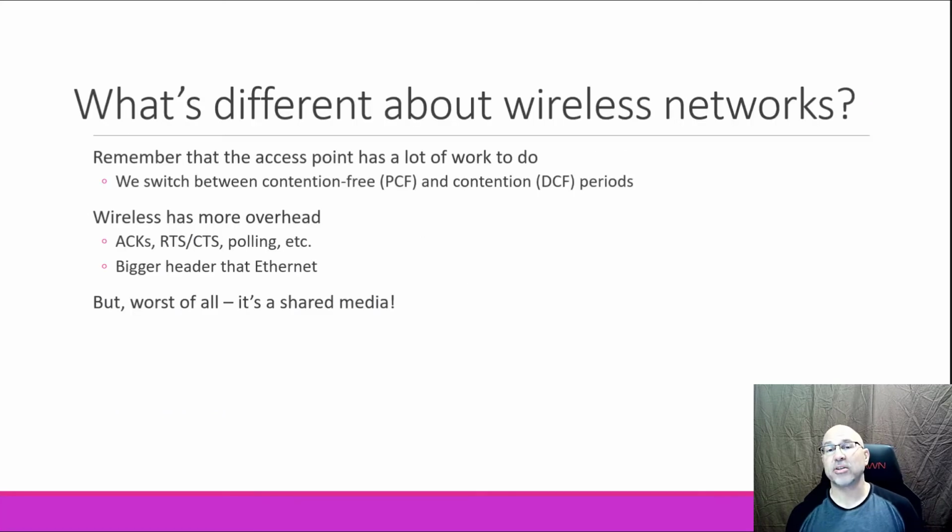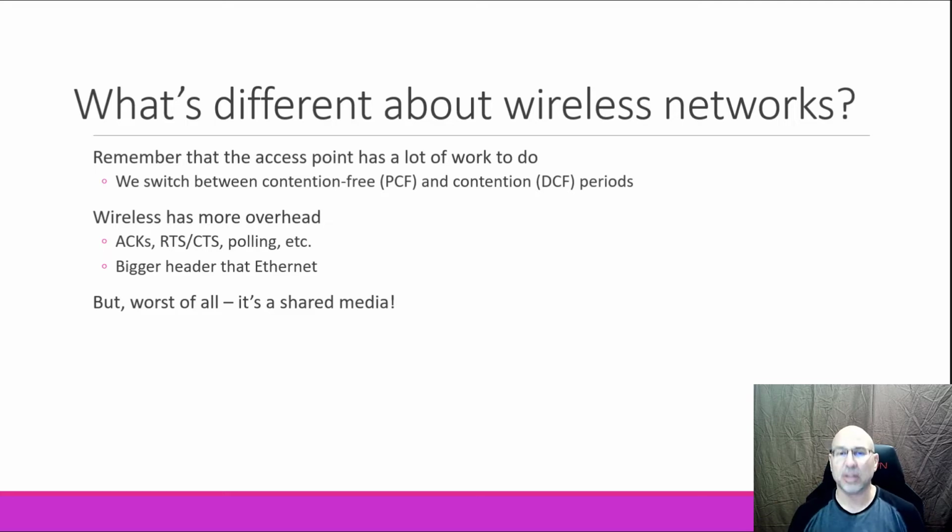All right, let's remind ourselves about a couple of the differences between wireless networks and wired networks. Remember that when we're talking about how they work, we've got the access point, and it's got a lot of work to do. Nodes go to sleep, we've got the wired connection, and then we've got this whole switching between the point coordinated function, the contention-free period, and the distributed coordinated function, or the contention period. And that's where the nodes are actually trying to send data.